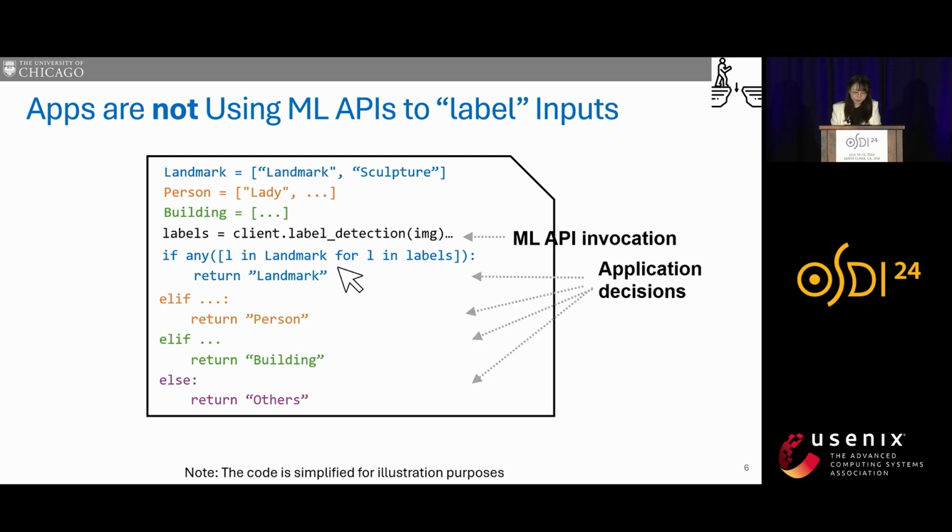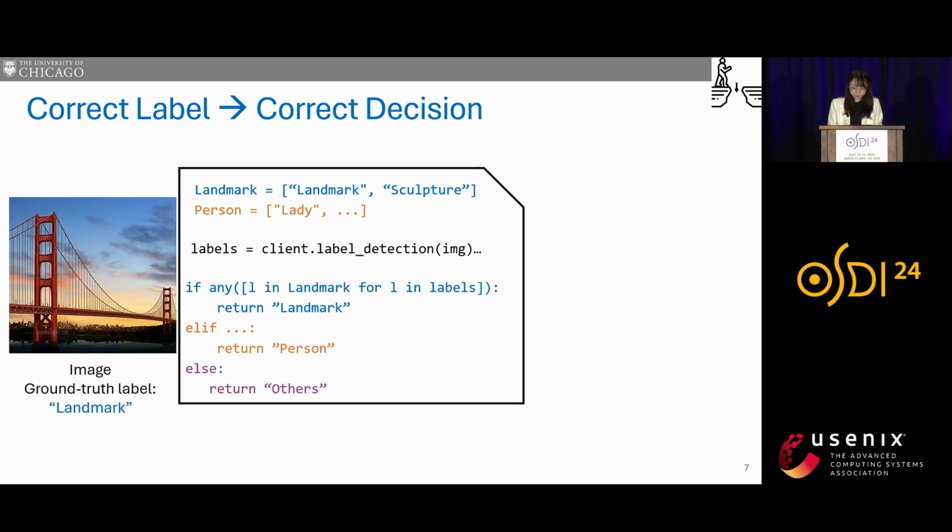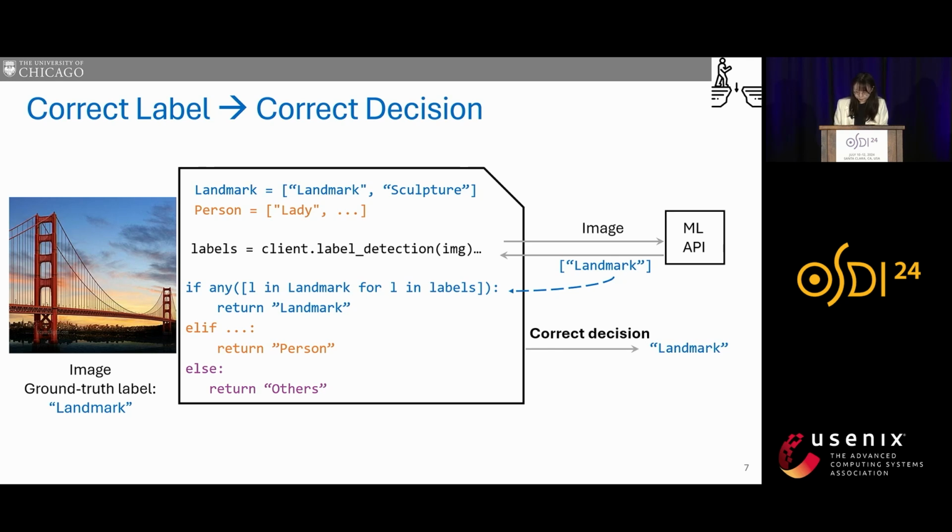Similarly, it defines other if conditions. At the end, the application will settle down to only 1 equivalent class, just like in a multi-choice question. So take this example, given a Golden Gate Bridge image, ideally, if the ML API only outputs 1 label, and that label is correct, which is landmark, the application will settle down to a correct decision, which is returning landmark easily.